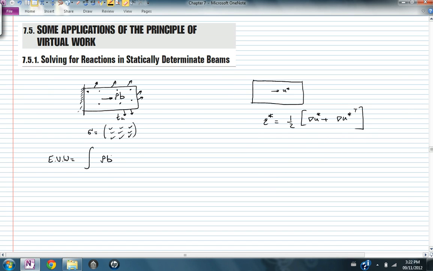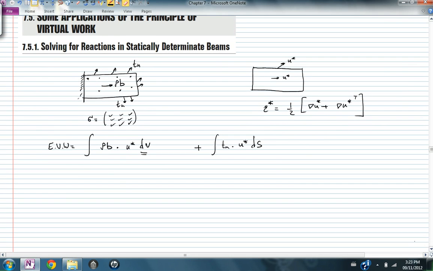The first force is rho b vector dot u star vector integrated over the volume. Don't forget what the limits of the integration are, plus the traction vector on the surface, the dot product between the traction vector and the displacement vector, integrated only on the surface, because these traction vectors are applied on the surface. This is equal to the internal virtual work.